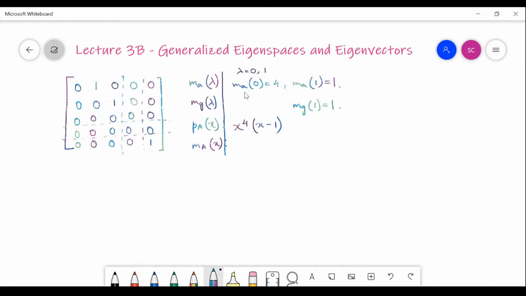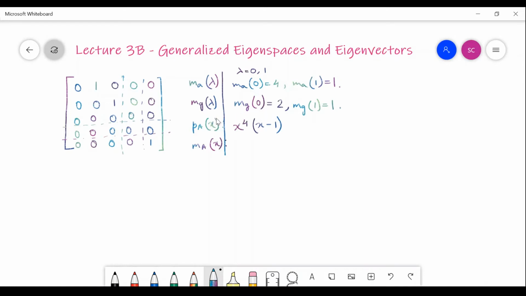What is the geometric multiplicity of the eigenvalue 0? You can do the mathematics, but you look at this matrix which is already in the Jordan form. If you are already in the Jordan form, the number of Jordan blocks corresponding to the eigenvalue 0 is equal to the geometric multiplicity of that eigenvalue. So here MG0 would be 2.